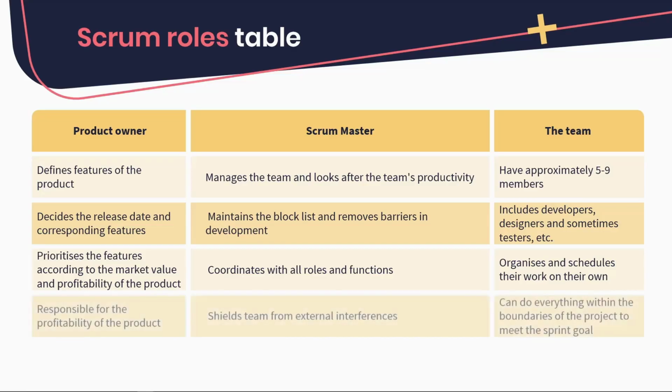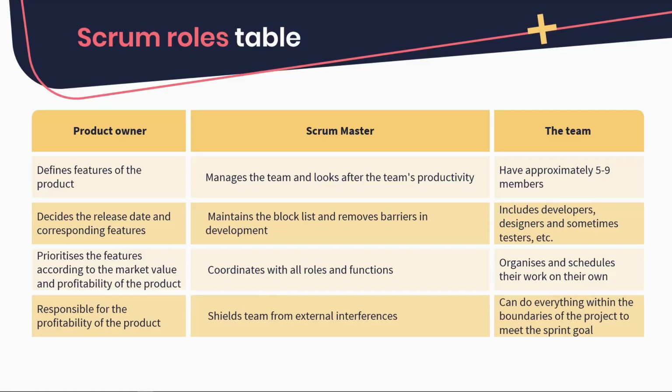Moving on to our second last row. The product owner is responsible for the profitability of the product, and the Scrum Master shields the team from external interferences. And finally, the team can do everything within the boundaries of the project to meet the sprint goal.